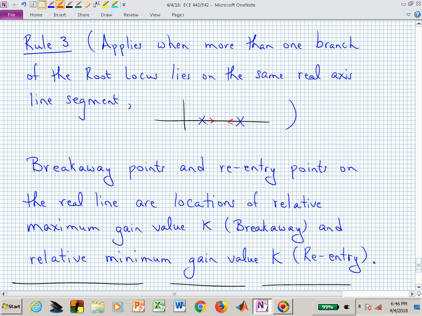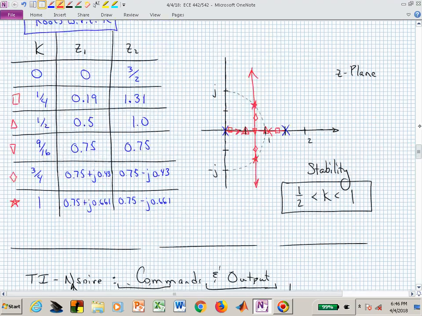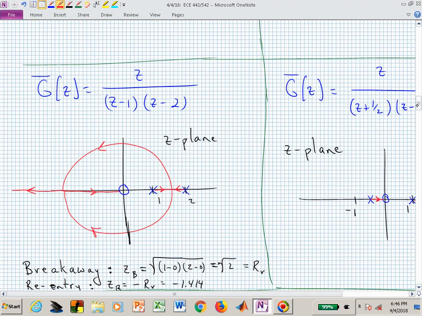Do you remember, has everybody had their Dramamine? Remember this guy? We had a breakaway point between the two poles, and we had a re-entry on the... You guys quit laughing. I'm going to start laughing myself, but we're pretty much out of time, aren't we?